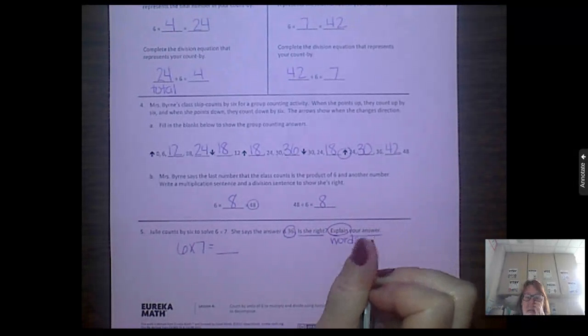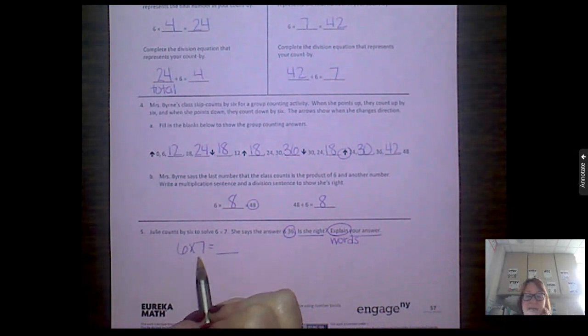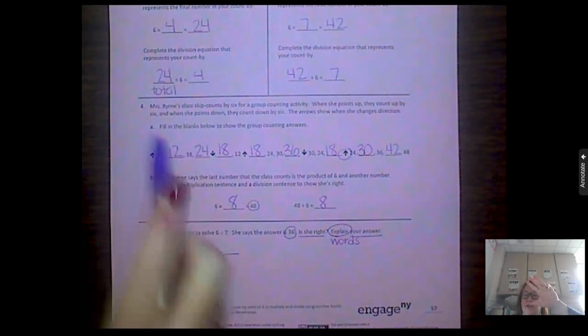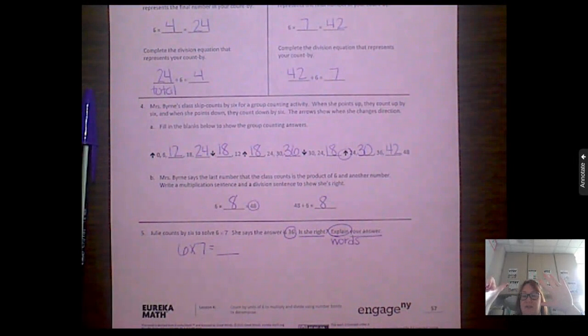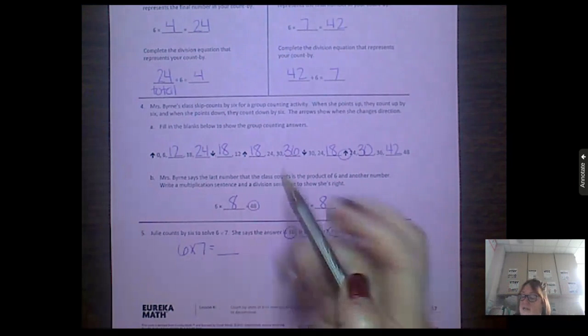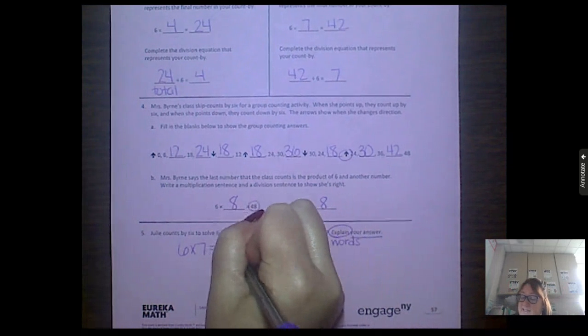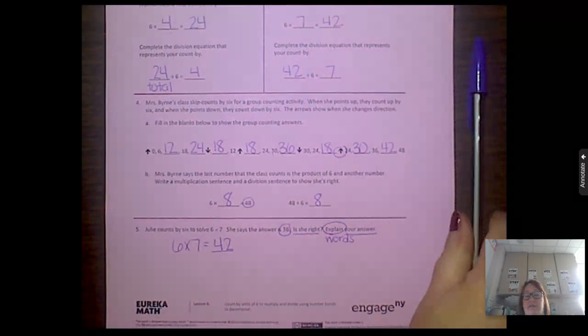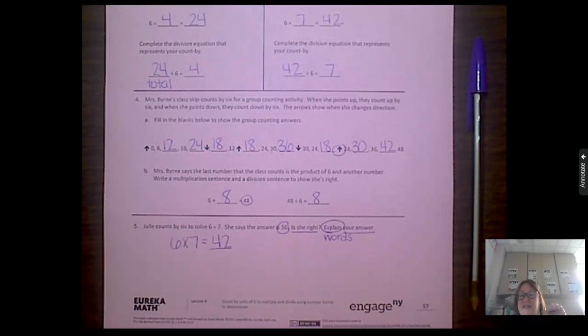So to see if she's right, we're going to count by 6s. How many times? 7. Are you ready? Get those fingers ready. Here we go. 6, 12, 18, 24, 30, 36, 42. Ooh, so 6 times 7 equals 42. So let's fill that in. Is Julie right? No. So we know that 6 times 7 is 42. She said it was 36. So to get 36, 6, 12, 18, 24, 30, 36.